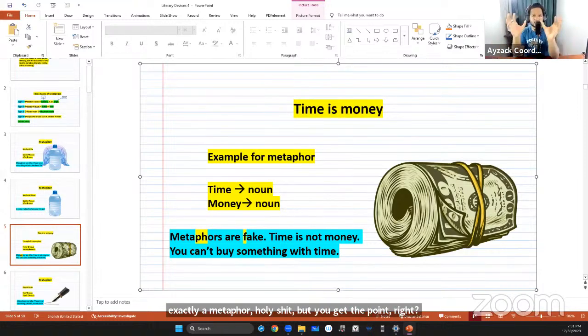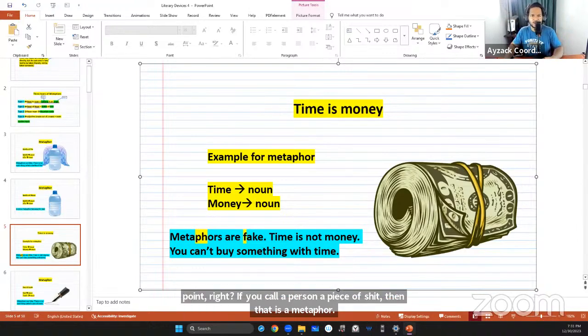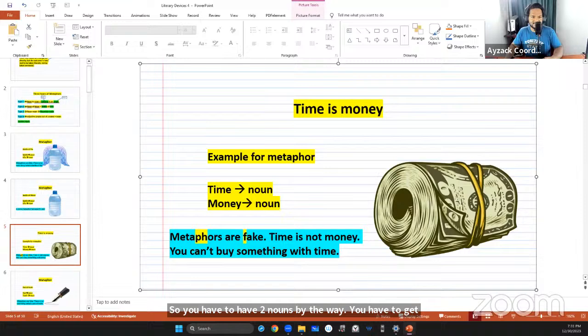So you have to have two nouns, by the way. You have to get two nouns and compare them directly. Only then will that be a metaphor. Azure world is a metaphor for the sky. You're right, Zahra. Azure world is a metaphor for the sky in The Eagle. Even though azure is an adjective and world is a noun, azure world is directly connected to the sky. It's a direct comparison, so yes, that is a metaphor indeed.